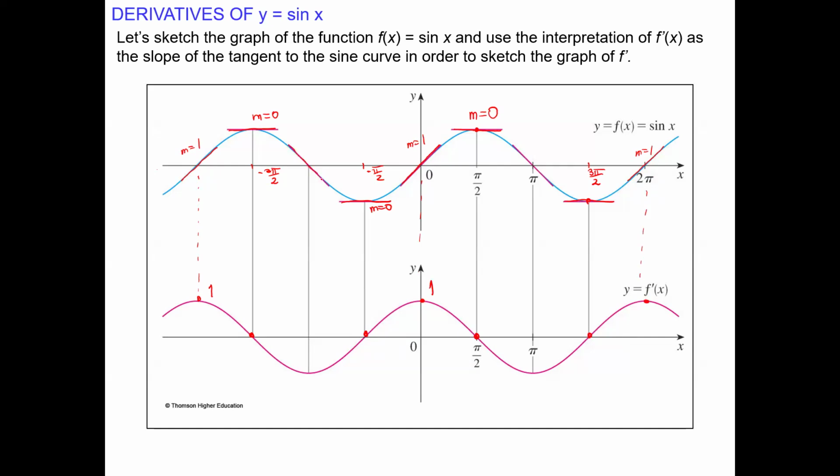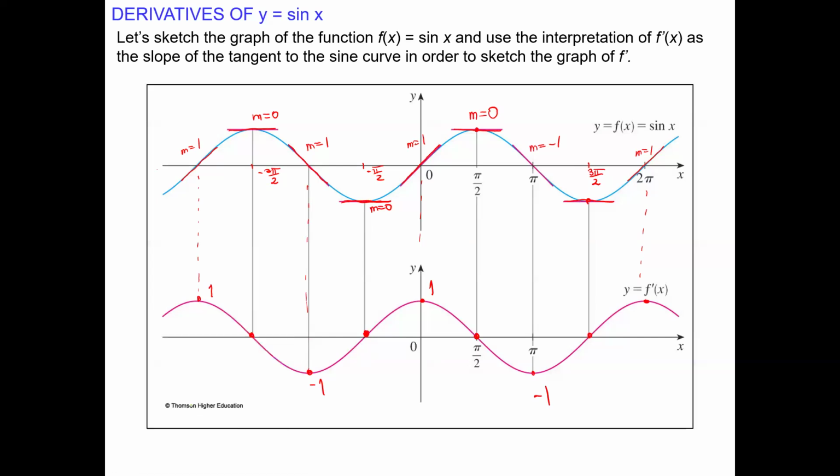Now, symmetrically, this slope is negative 1. This slope is negative 1. And then the corresponding values for the derivative are negative 1, negative 1. Okay. Now, let's see what happens between these points. For instance, let's look at maybe here, where the slope of the tangent is 0.